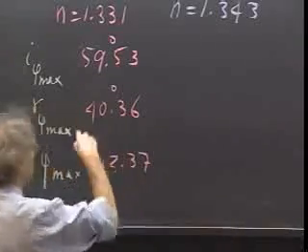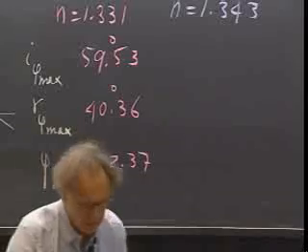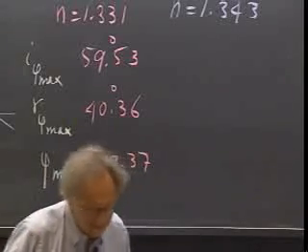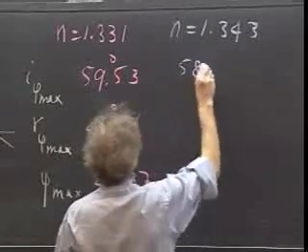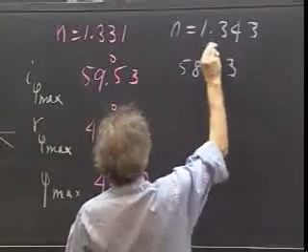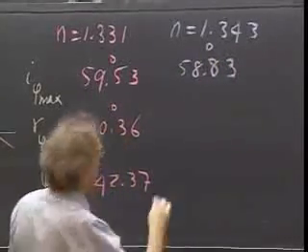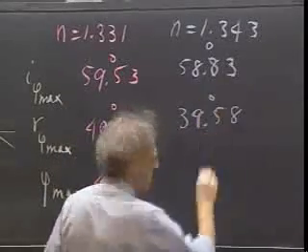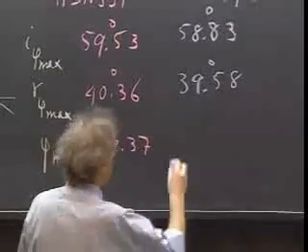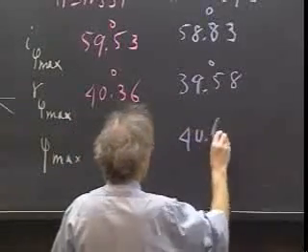And if you want to, you can round all these off, of course. And if we do the same for violet light, then you get 58.83. And then for R, we get 39.58. And for phi max, you get 40.65.